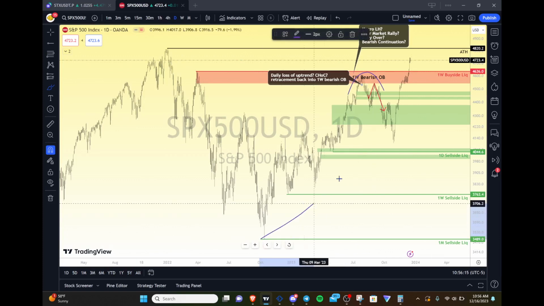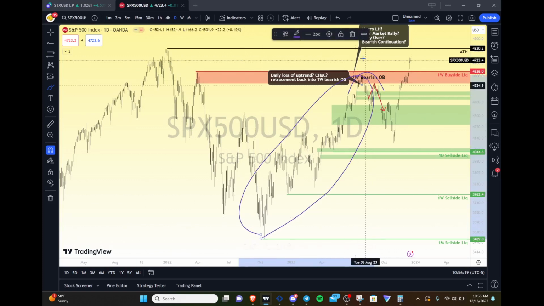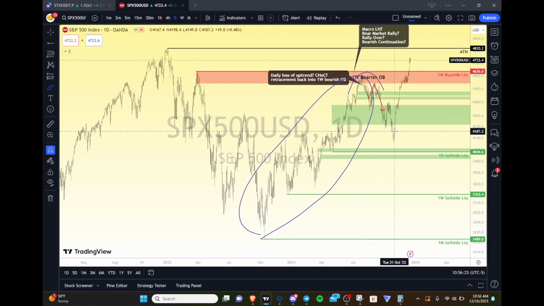And what I meant by this is, is this rally over? And in my head, just like I mentioned with the Dow, when this happened, I was feeling very confident, like, okay, this looks like a standard bear market rally, and we will probably see bearish continuation.